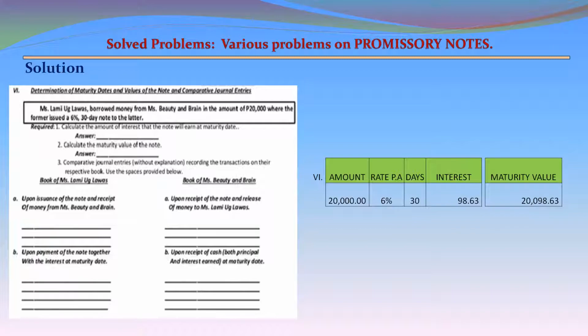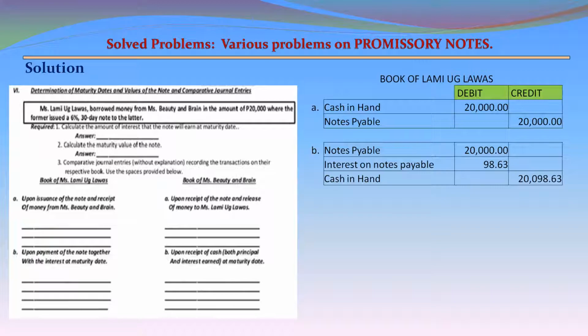Use the spaces provided below in the Book of Lami Uglavas and the Book of Miss Beauty and Brain. In the Book of Lami Uglavas, entry upon issuance of the note and receipt of money from Messrs. Beauty and Brain: cash on hand debit 20,000, notes payable credit 20,000. B. Upon payment of the note together with the interest at maturity date: notes payable debit 20,000, interest on notes payable 98.63, cash on hand credit 20,000 and 98.63.